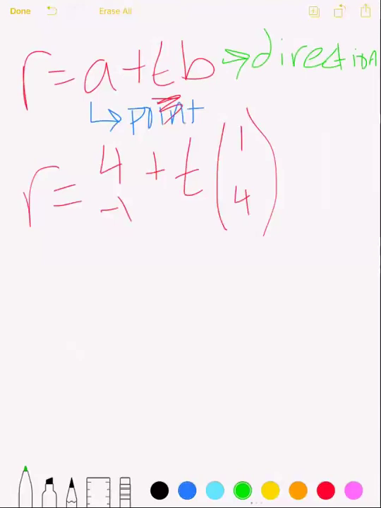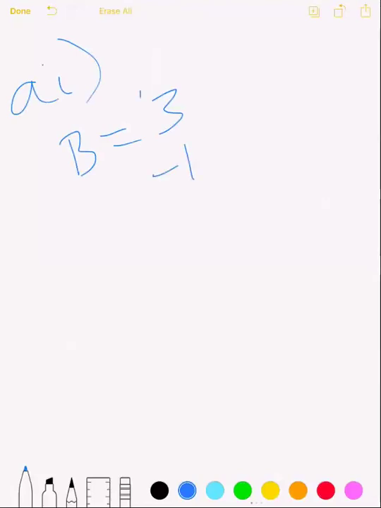So for question 2, it gives you 2 points. You can use either one of the points for your A, but you have to come up with your B, which is your directional vector. So in this case, my B vector would be equal to, and again, you can do this in either direction, 4 minus 1 is 3, and 1 minus 2 is -1.